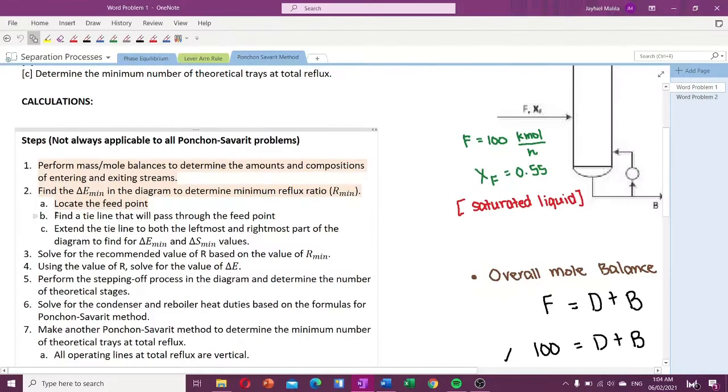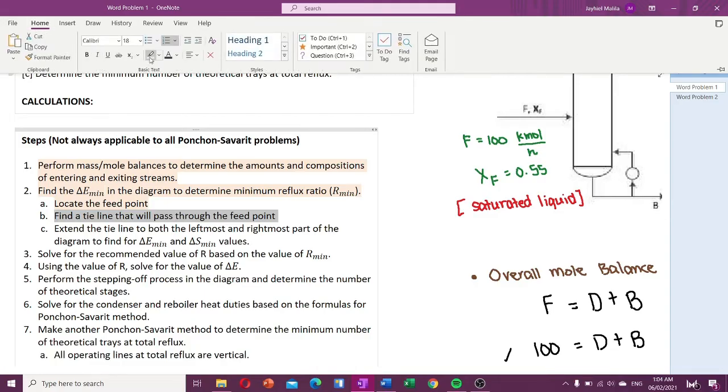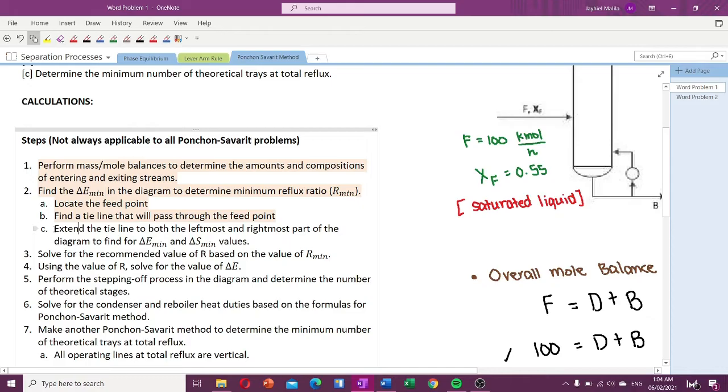The next thing that we're going to do, once we are done finding the tie line that will pass through the feed point, is to extend the tie line to both the leftmost and rightmost part of the diagram to find the delta E min and the delta S min values.